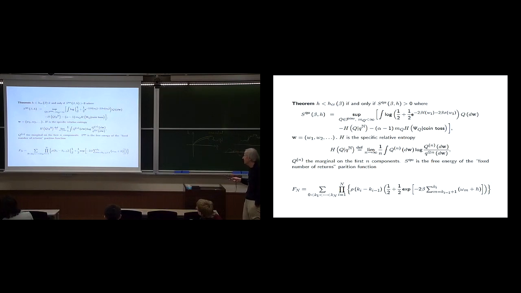But you see it's not very explicit here. h is smaller than this critical value if and only if the following expression is positive. And this expression is, you have to take the supremum over all invariant probability distributions on this infinite product space. The first expression is a relatively simple object: you're just taking the first marginal on the first word and looking at the integral over that. But then you have to look at the specific relative entropy of this Q with respect to the infinite product measure of the small q, which is given by the limit where you look at the marginals of the first n components of the usual relative entropy, and then you divide by n. This is called the specific relative entropy.